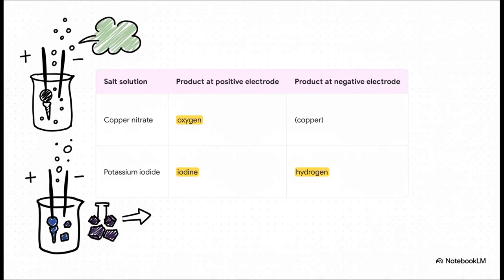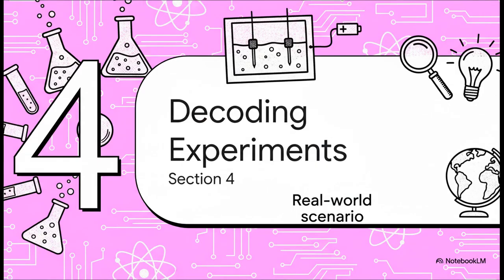And here we go. This is the filled-in table. For copper nitrate, getting oxygen at the positive electrode, that's 1 mark. Then, for potassium iodide, you need iodine at the positive and hydrogen at the negative. That's another 2 marks, 1 for each. A nice quick 3 marks if you know your rules. Okay, now we're getting into the bigger stuff.